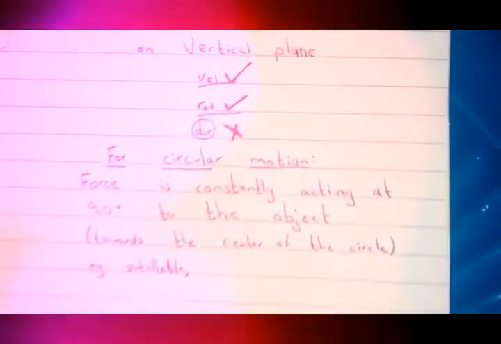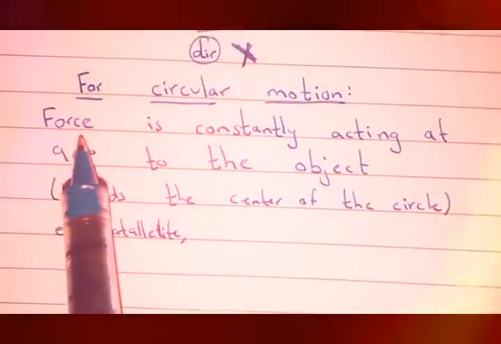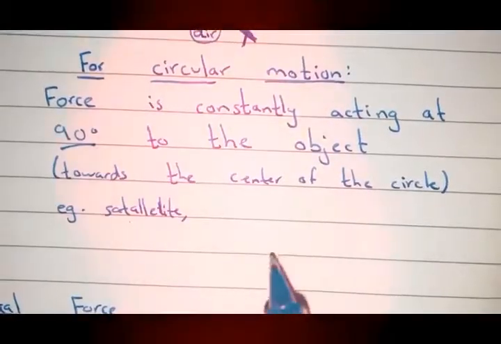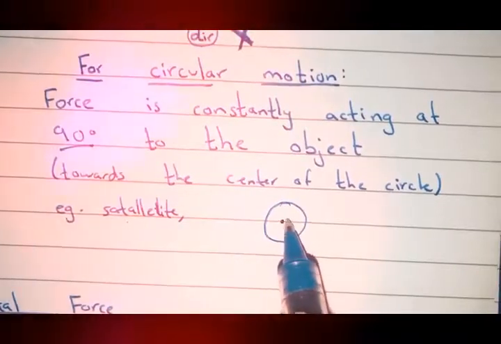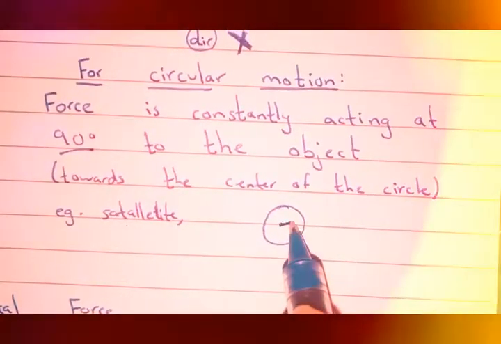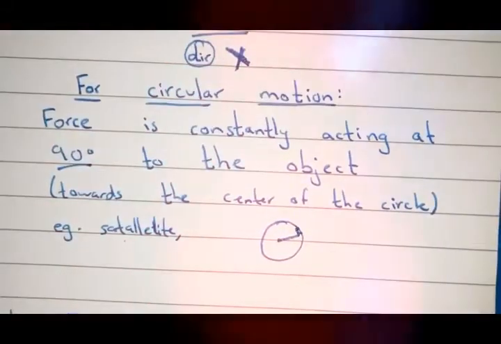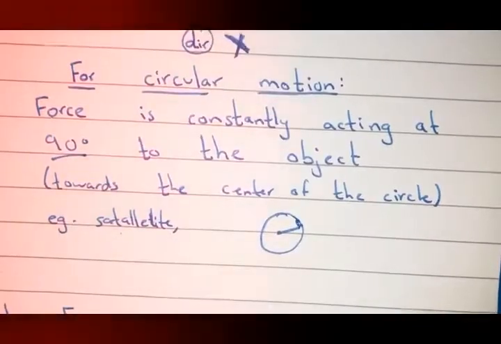So what makes circular motion possible? This is only possible when the force is acting 90 degrees to the object towards the center of the circle. So if this is a circle and this is the pivot point, all the forces are going to be acting 90 degrees to the pivot point. And there are examples like satellites and Ferris wheels, there are so many examples we can use.